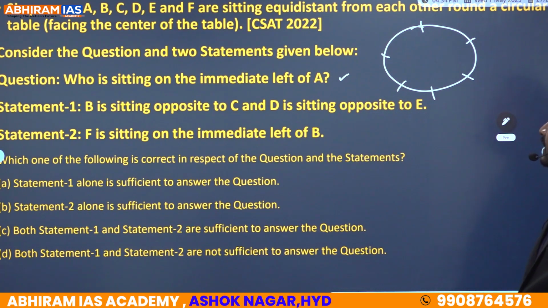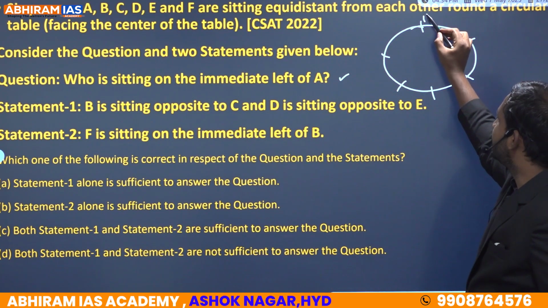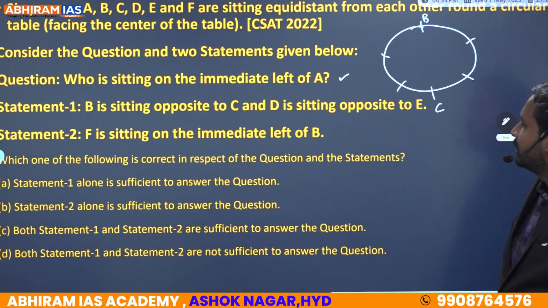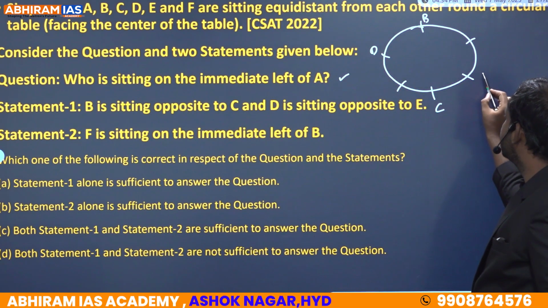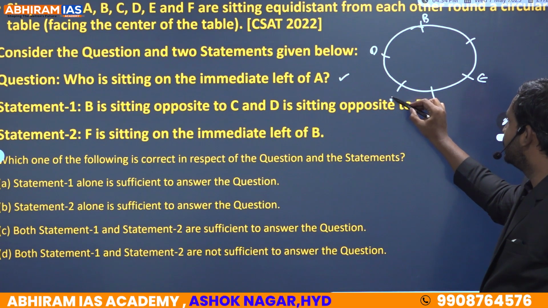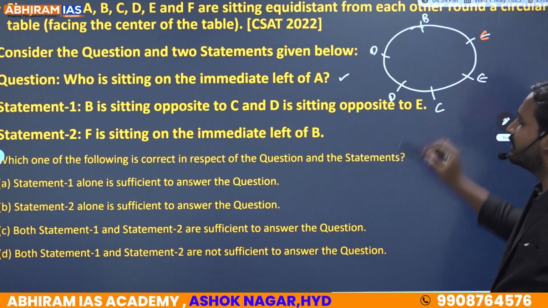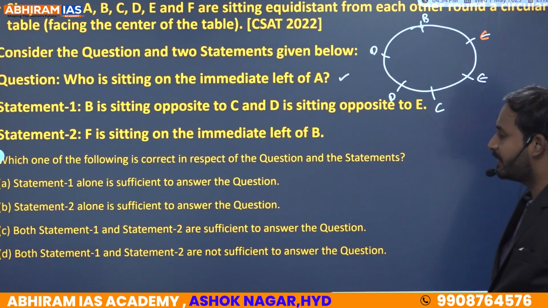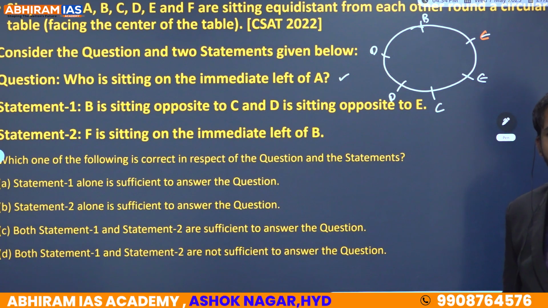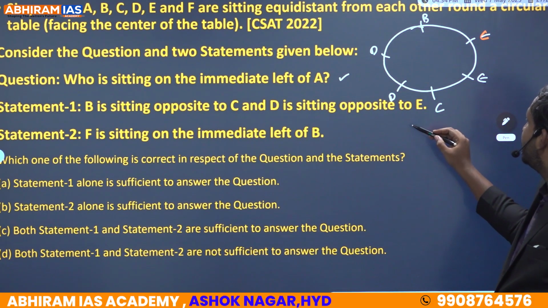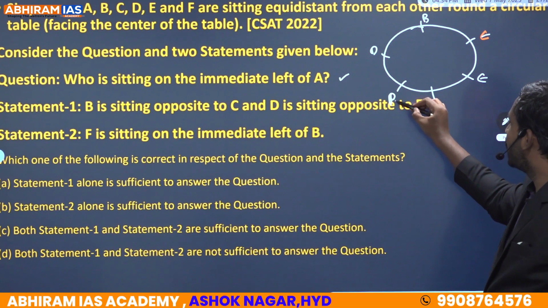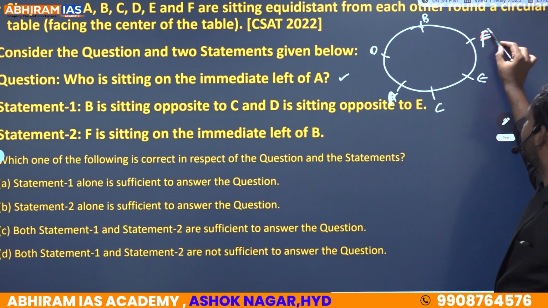First statement. B is sitting opposite to C. You can take B and C anywhere you want. D is sitting opposite to E. I can place D here or D here, anywhere I want. Then obviously the other opposite pair is who? A and F. So I will take A and F here for time being.